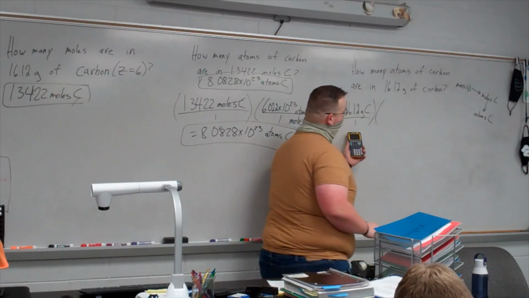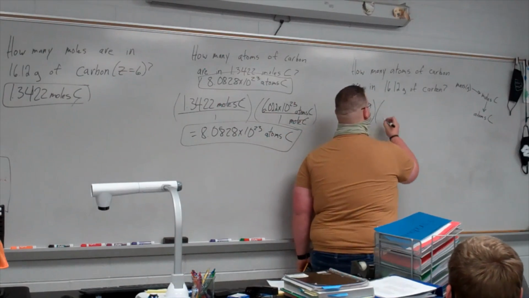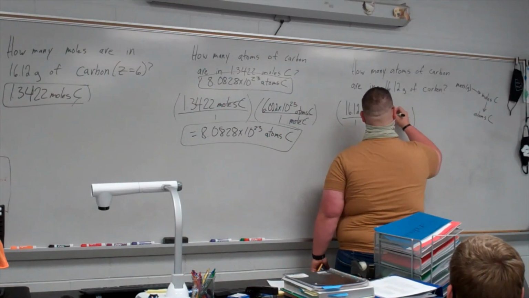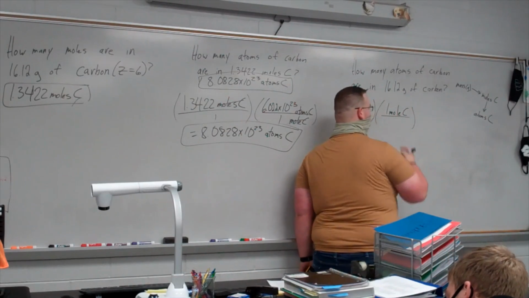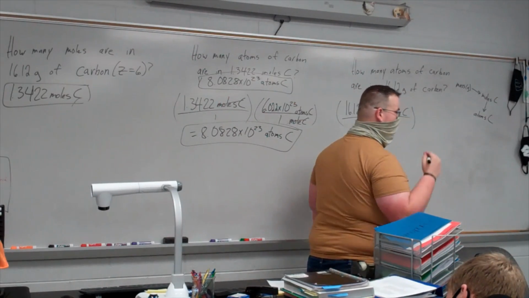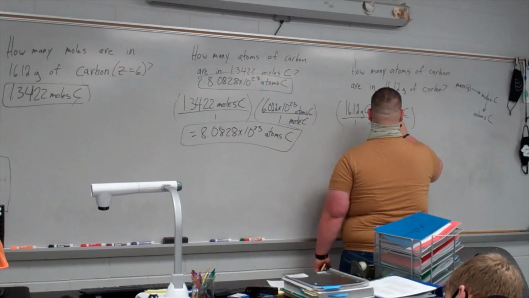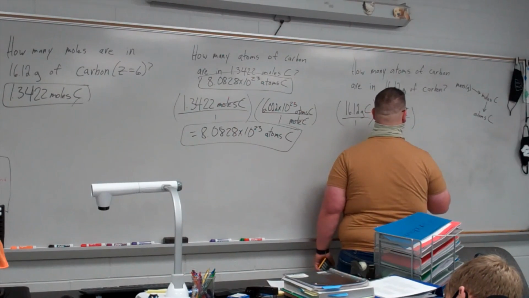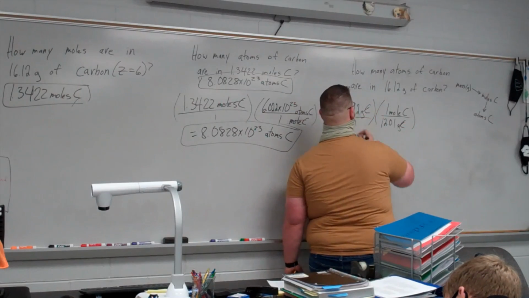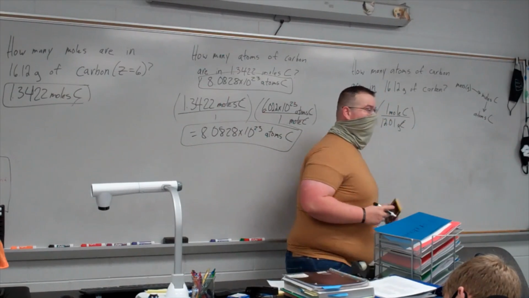So I'm starting here at mass. I got to get to moles. Set the first conversion factor. I want moles. So moles of carbon goes on top. The number on the bottom is the average mass from the periodic table, which is 12.01 grams of carbon. Grams of carbon will cancel. That gets me to moles.